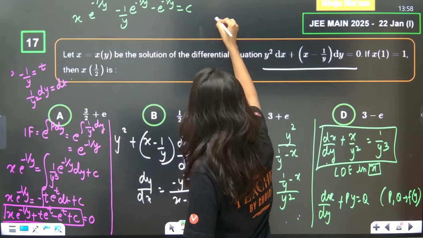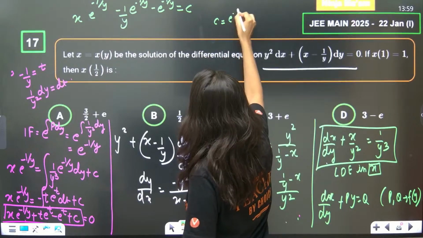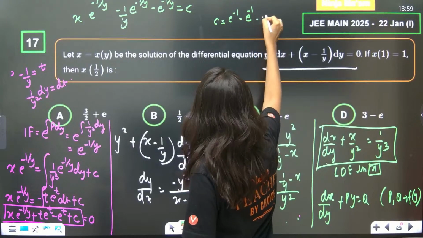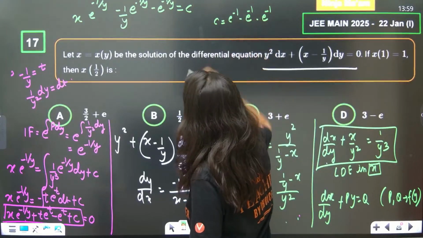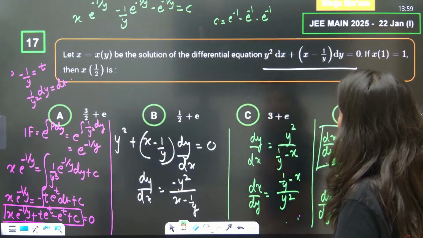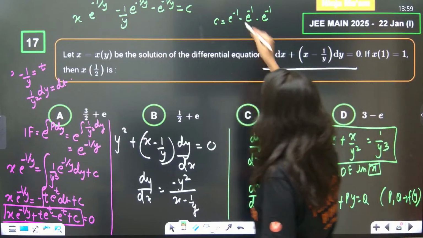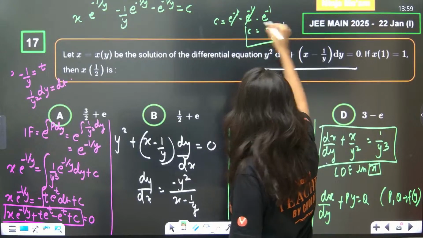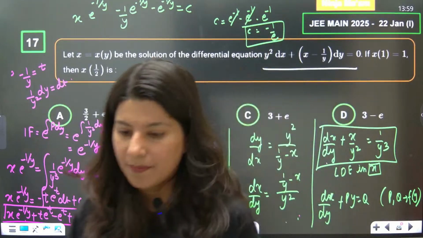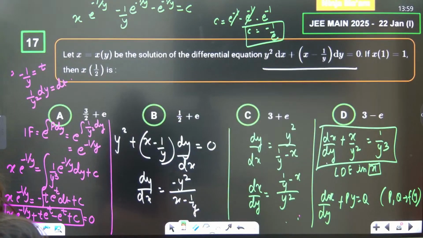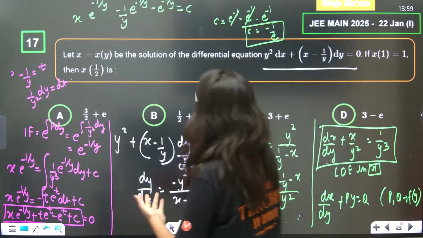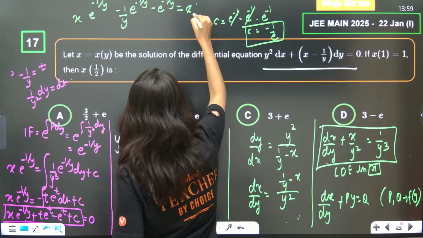So c will be what? e power minus 1 minus e power minus 1 minus e power minus 1. Correct? If you put y is equals to 1, this is going to become minus. So c is nothing but minus 1 by e. C is minus 1 by e. So now you have got your c. Okay, so c is nothing but 1 upon e.